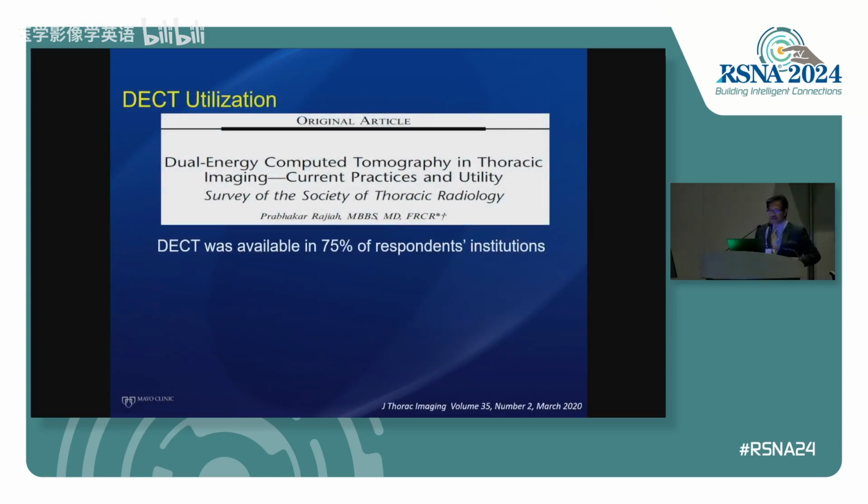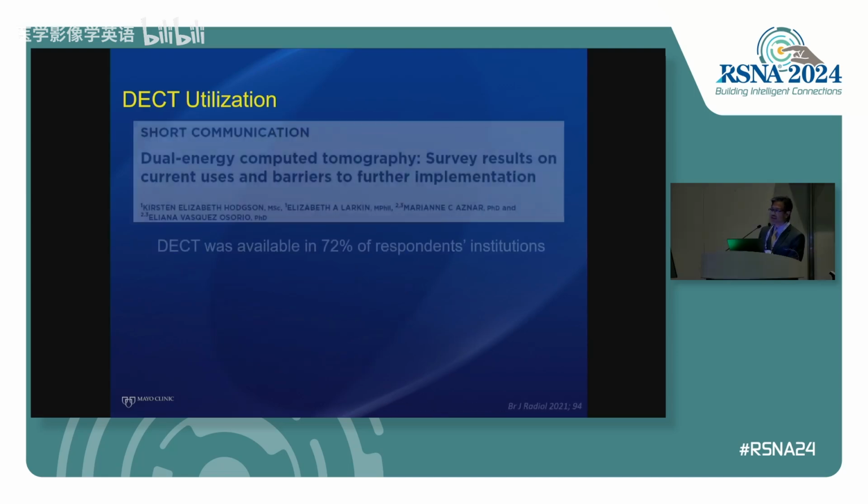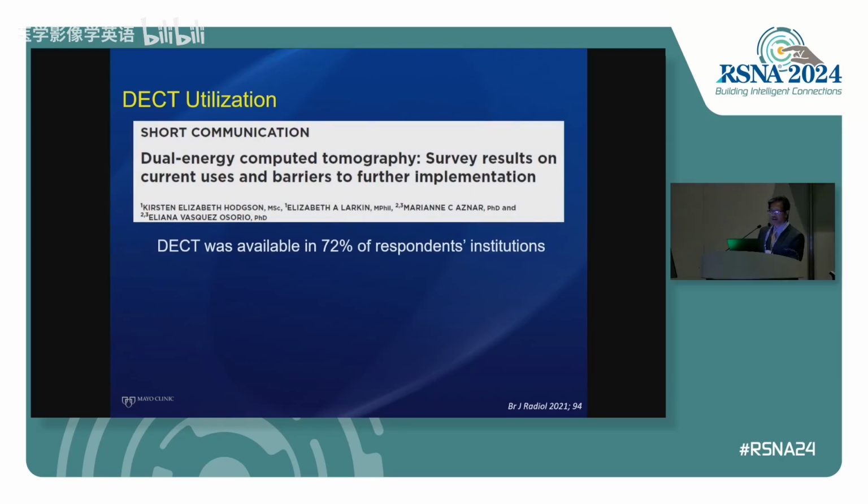This was a survey done by the Society of Thoracic Radiology where 75% of the respondents answered that they do have a dual energy CT scanner, but it was not being universally used. There were various reasons for that, including radiation dose concerns, perception on image quality, and complex workflows. But this is not just a domestic issue, it's an international one.